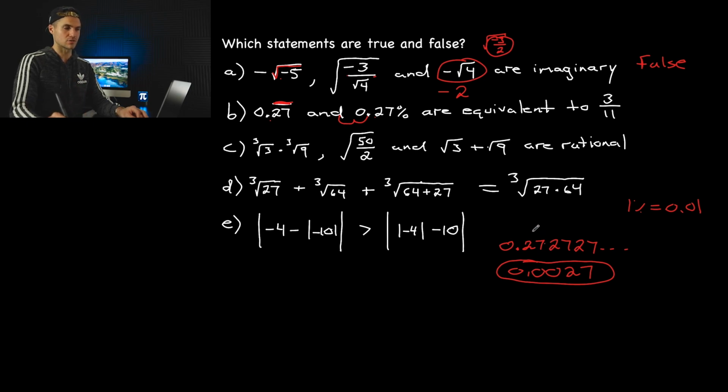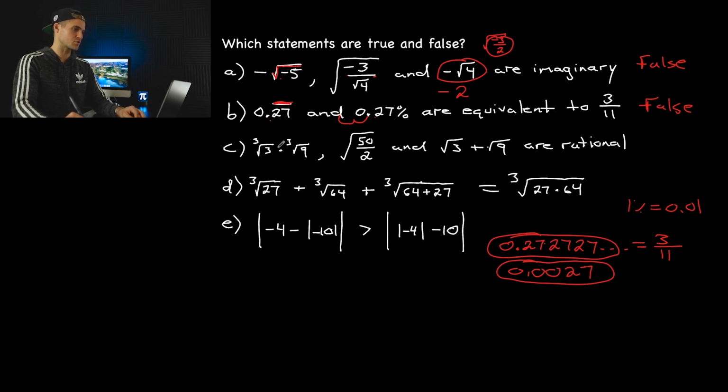And notice that these are totally different, right? So these are not equivalent to 3 over 11 because they're just not equivalent to each other. The 0.27 repeating decimal is equal to 3 over 11. If you take 3 divided by 11 in your calculator, that's the decimal you would end up getting. But 0.27% is not equivalent to that. So that statement is false as well.